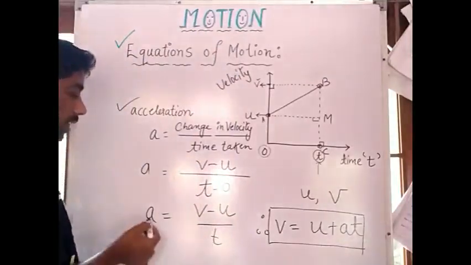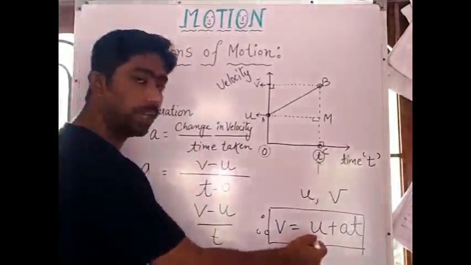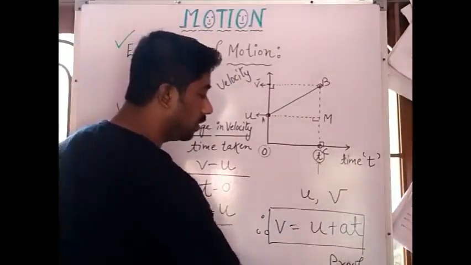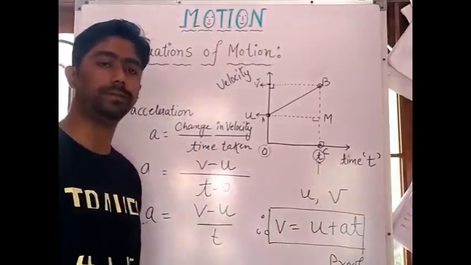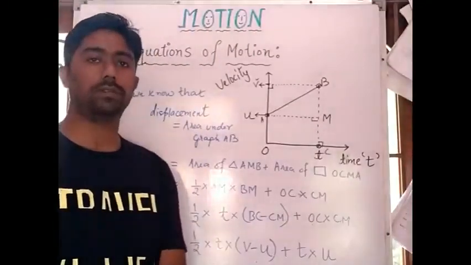From here we multiply t to the left hand side, t goes this side, and on reshuffling we get this particular equation. So this is the proof of the first equation of motion, v equal to u plus at. Okay, now let us go to the second equation of motion.